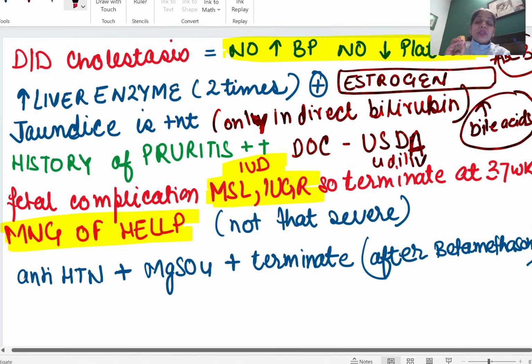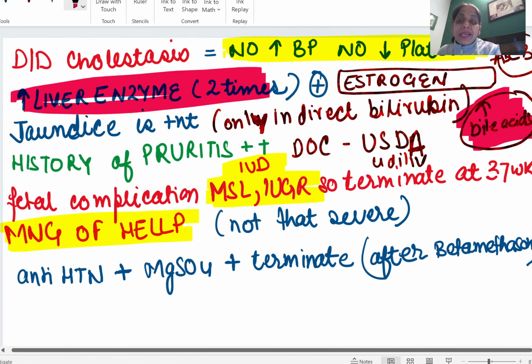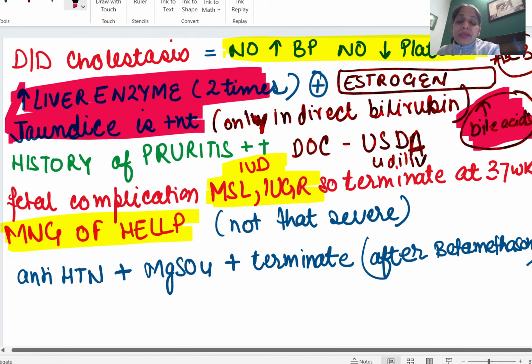Okay, what is the differential diagnosis of HELP? Cholestasis. If they have given you hemolysis, elevated liver enzymes, low platelet count, then in the options they will write cholestasis. What is cholestasis? Cholestasis is that the patient has increased bile acids. Due to increased bile acids, the liver enzymes are increased and there is jaundice.